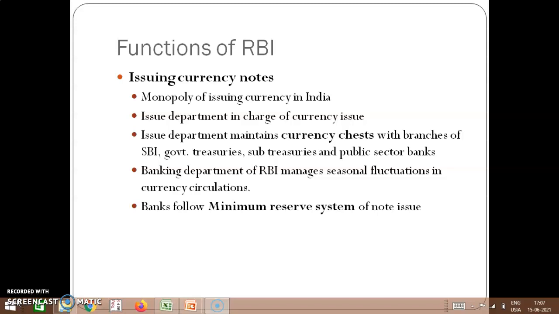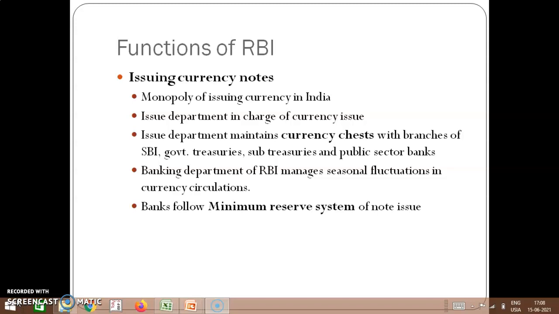Moving to the functions of RBI, the first one is to issue currency notes. As we know, RBI is the monopoly institution for issuing currency notes in India. It will have two departments, that is the issue department and the banking department. The issue department is in charge of currency issue.